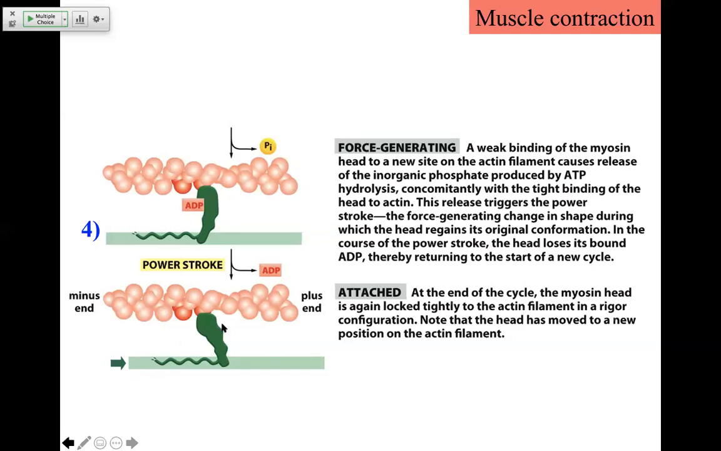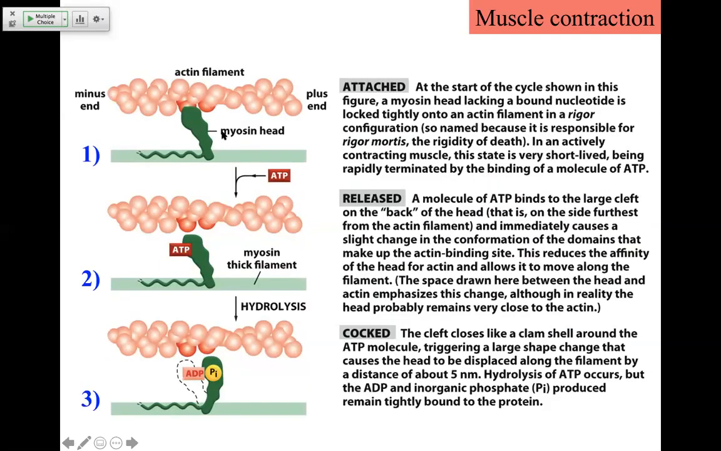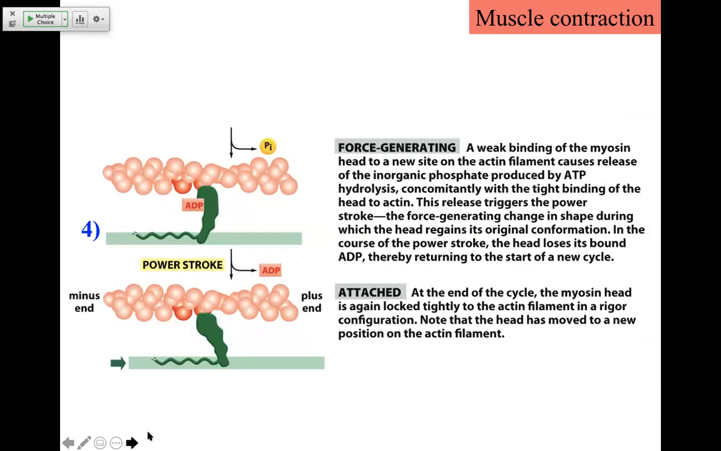So repeated. The next time, that myosin head is attached to actin. Same thing's going to happen in the presence of ATP. It lets go, it hydrolyzes, it moves to the cocked position. It then lets go of both the inorganic phosphate and the ADP. It's attached to a subunit closer to the plus end. Power stroke changes its shape, moving myosin to the right, effectively moving the actin to the left.